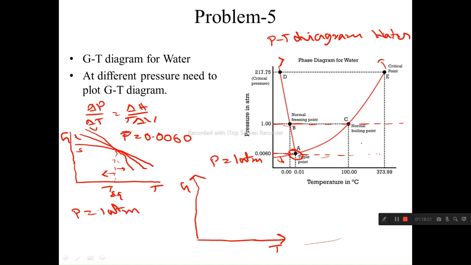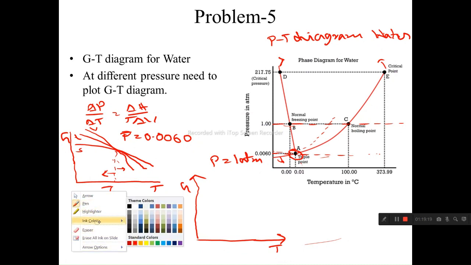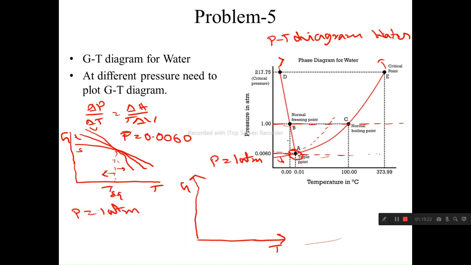So what will be first? If you extend this like this, it will intersect here, and we have to extend this one. Okay, so I will use different colors so that it will be useful for you guys. I will use black, better. Okay, so I will extend this one, and I will extend this one. So first, solid is stable.